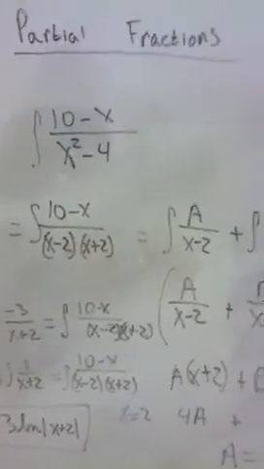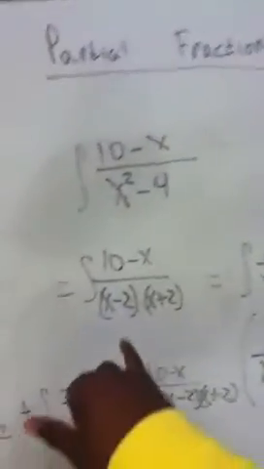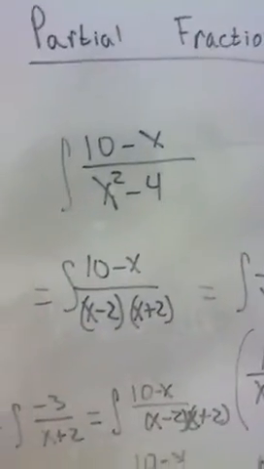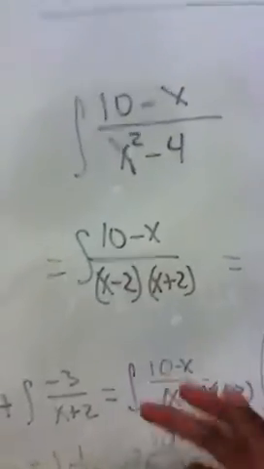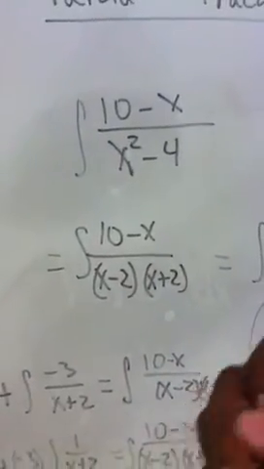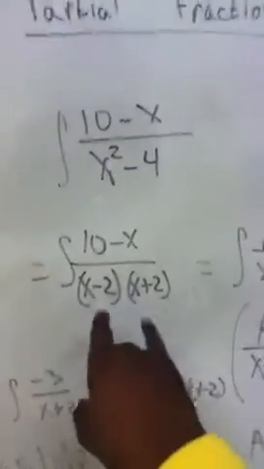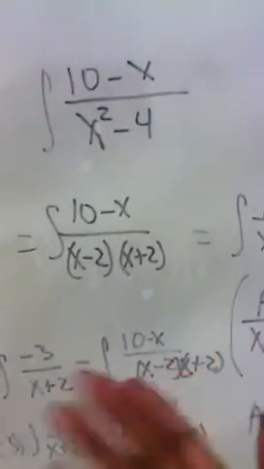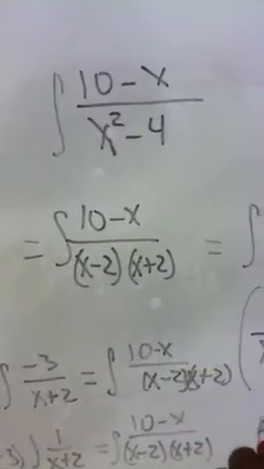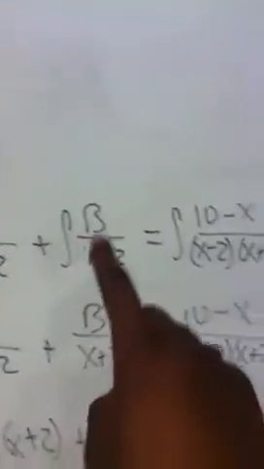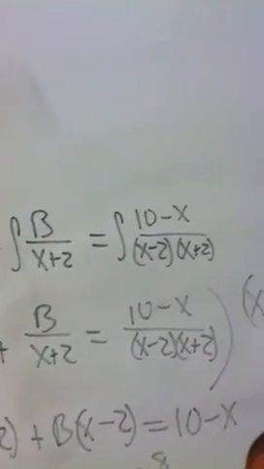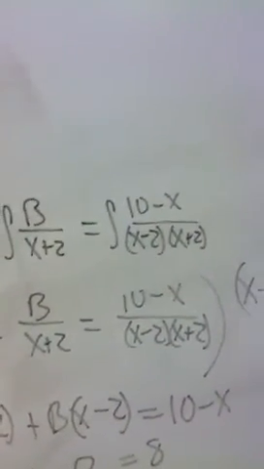What you immediately do after this is separate for each function or factor on the bottom. You set an a, or a different letter, for it. Since we have 2, we're going to have 2 different letters. If we had 3, we'd have 3 different letters. So for this one, we have 2. So we have the integral of a over x minus 2 plus the integral of b over x plus 2 is equal to the integral of 10 minus x over x plus 2 times x minus 2.